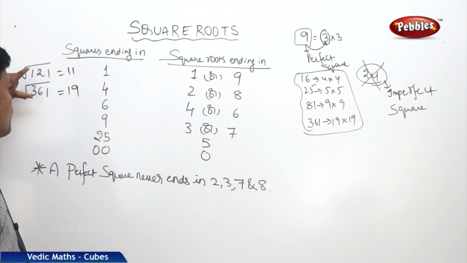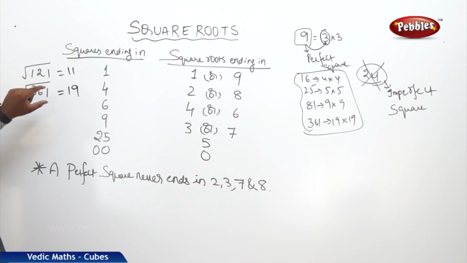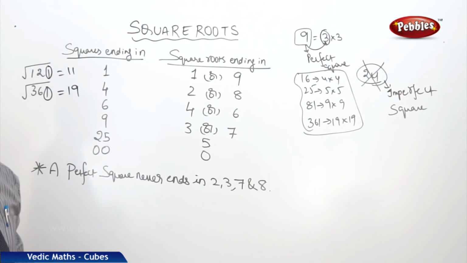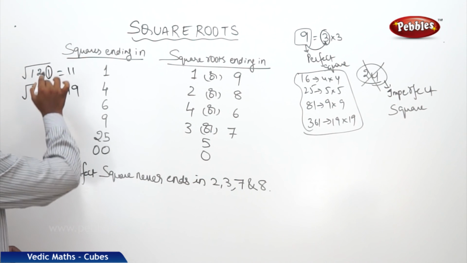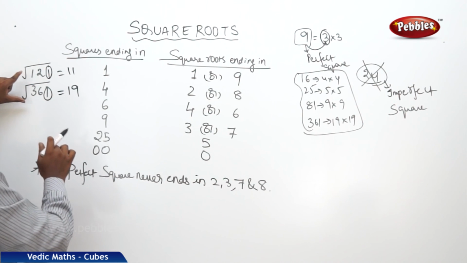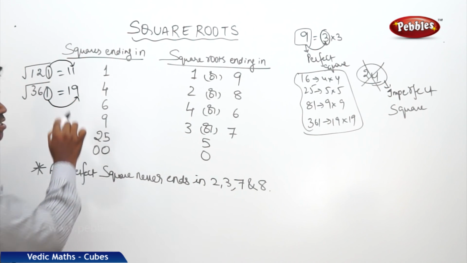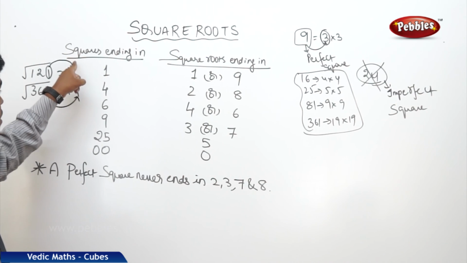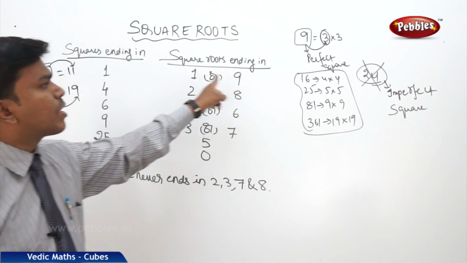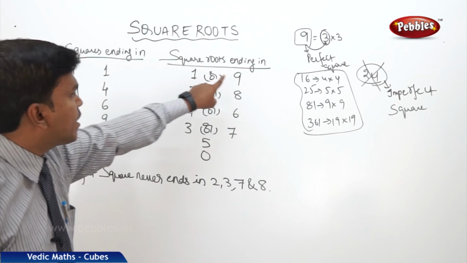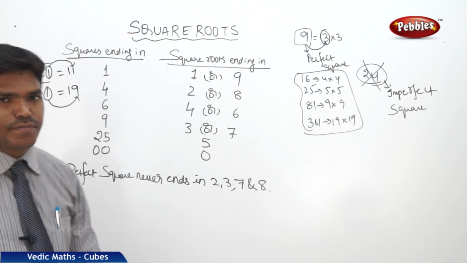Okay. Now you see here, both 121 and 361 are perfect squares only. Both the square numbers are ending in 1 only. Yes or no? But even though both the square numbers are ending in 1, their square roots are ending in either 1 or 9. That's what I wrote here. If a square number is ending in 1, their square roots are ending in 1 or 9, like this.